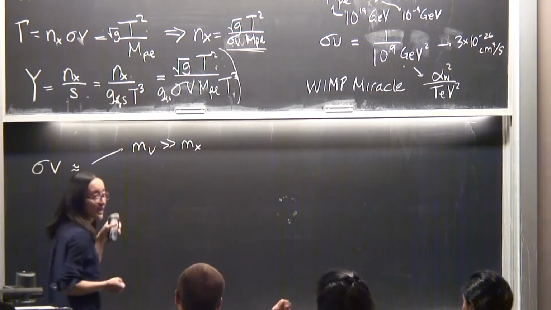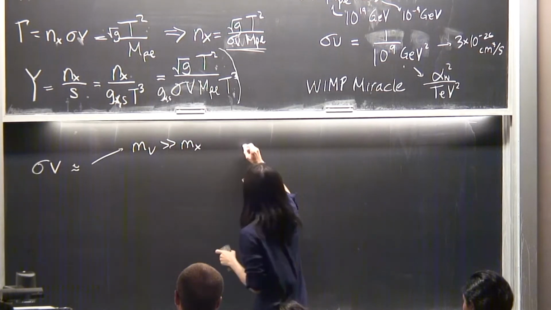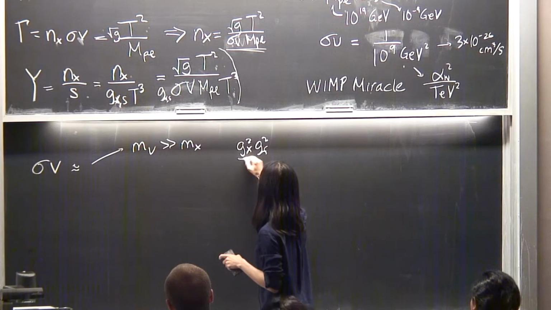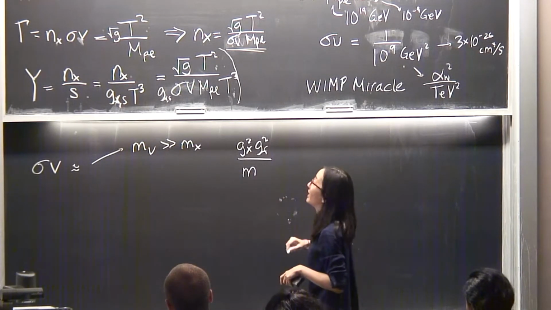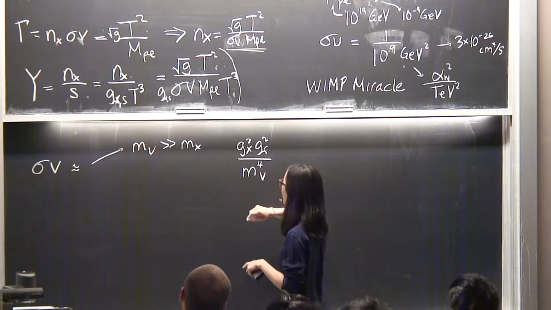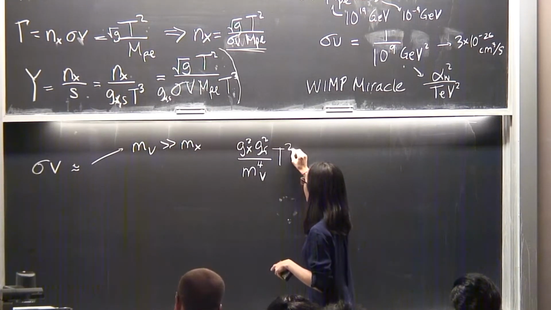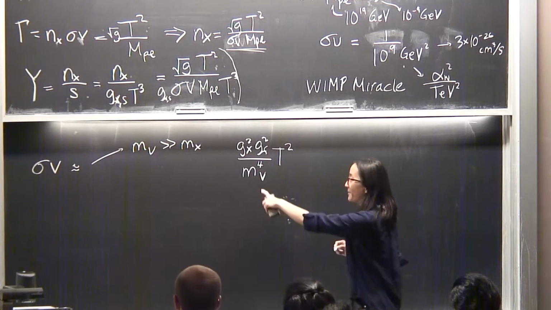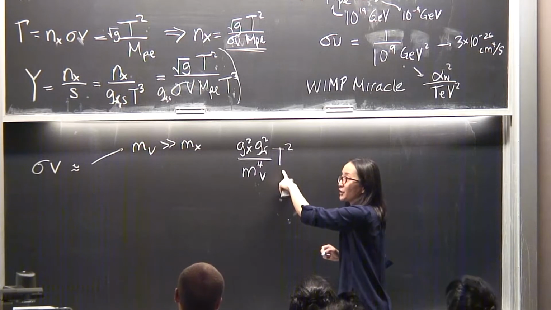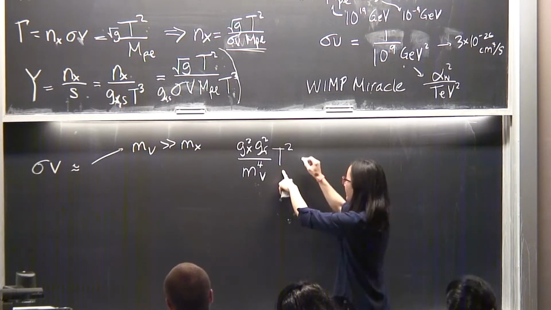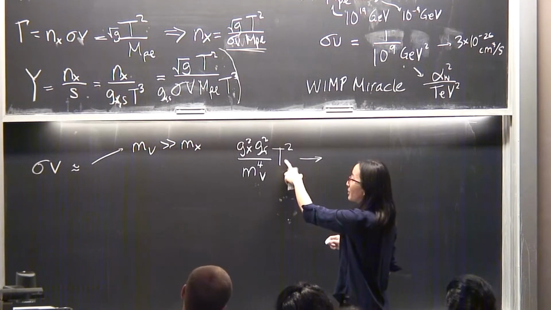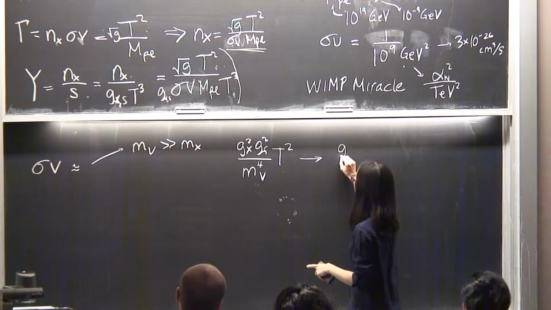So the cross-section when this mediator is heavy is estimated first by the couplings, and then using the fact that it's an effective operator suppressed by m_V squared. So the cross-section should go as m_V to the 4th in the bottom due to the suppression in the operator. There should be a T squared on top. But since we're always looking at the process near freeze-out, I'm just going to replace the T squared with m_x squared.